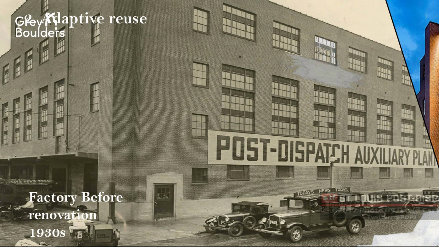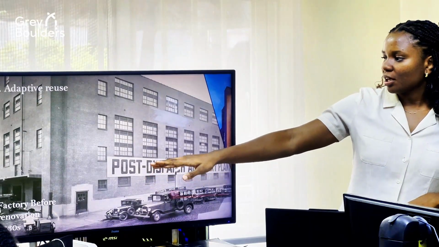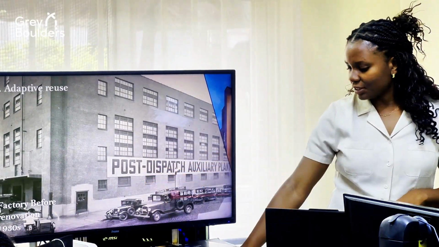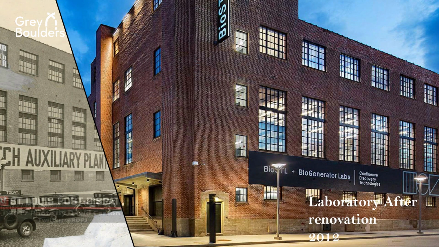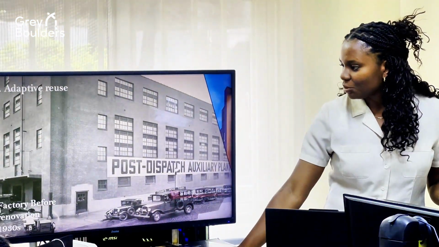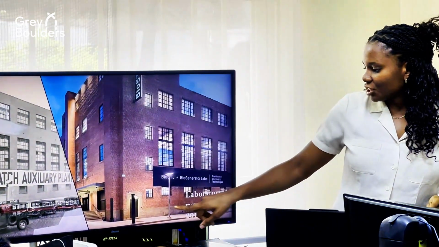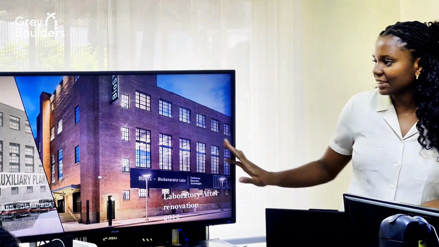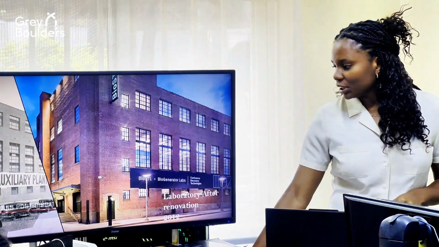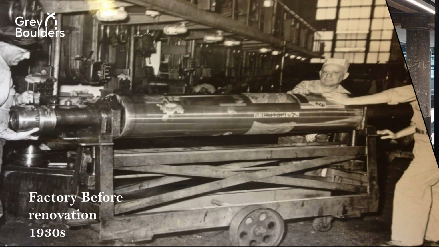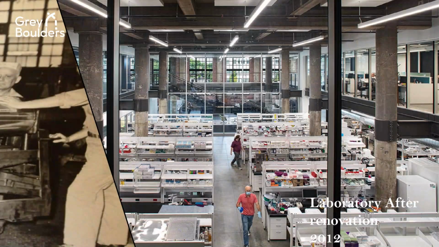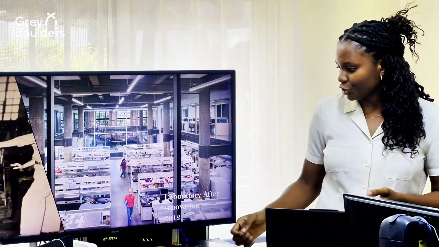This is an example. This is a factory before renovation in the 1930s. And this is after renovation as a lab in 2012. So you can tell they really didn't change the exterior of the building. It basically looks the same, maybe a little bit of changes in front or at the sign, but it's basically the same. They didn't change much. But the interior, this was the factory interior in the 1930s. And this is the lab here. So it was adapted and reused.